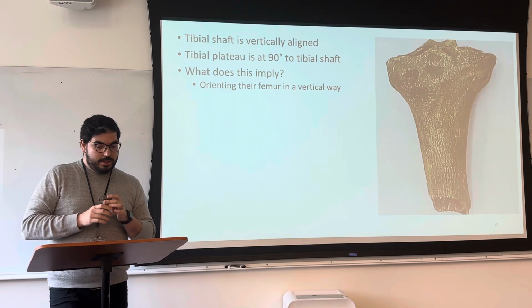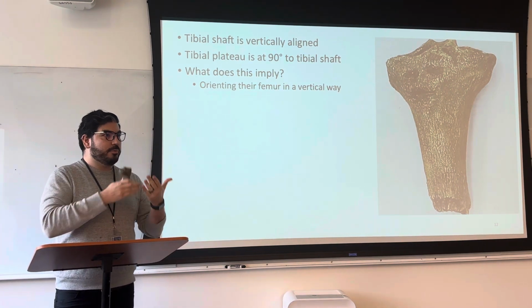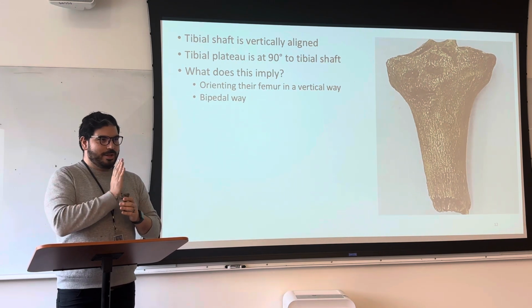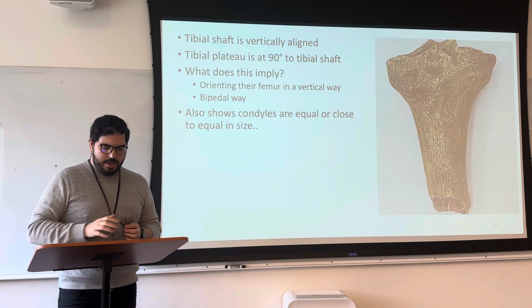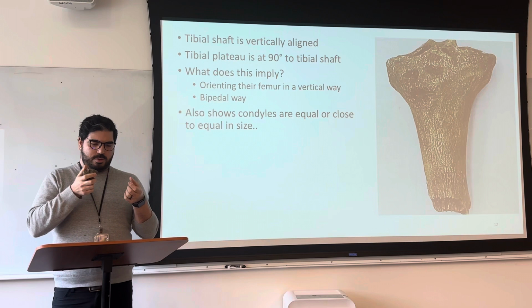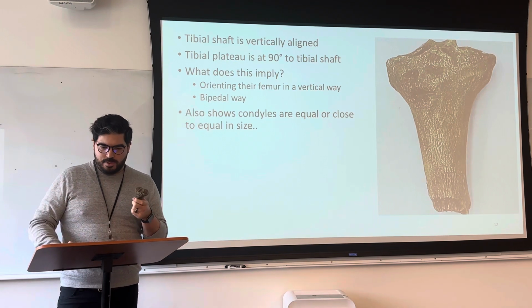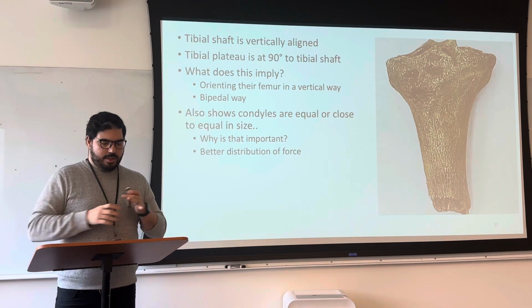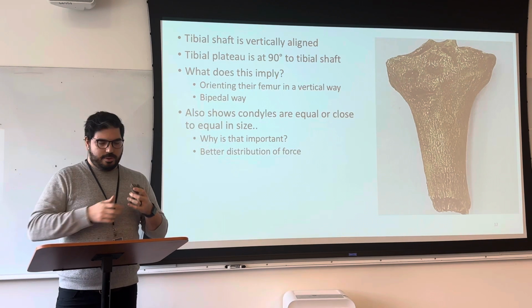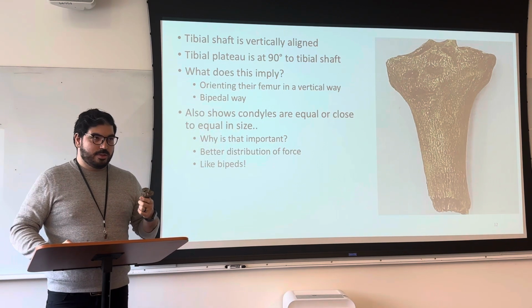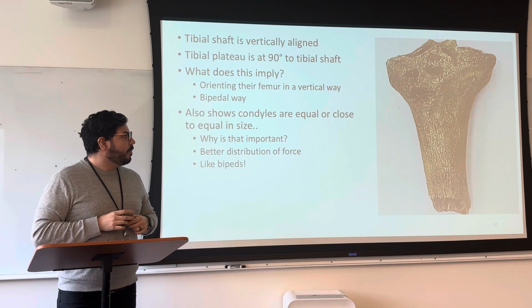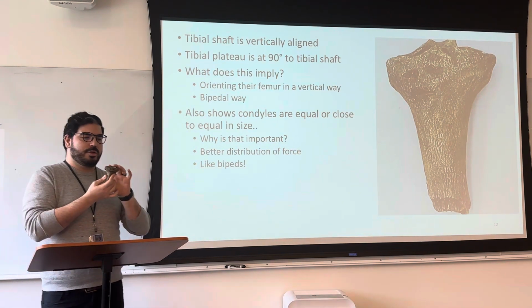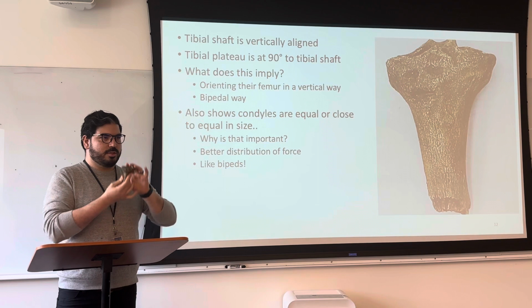Okay, so it's implying that it's orienting the femur in a vertical way, and we'll get to that angle, which is a bipedal way of carrying it. So it also shows that the condyles are equal or close to equal in size. Why would that be important? Well, it helps with better distribution of the forces as you're walking, like bipeds. So we are seeing implications just by having the proximal tibia that these critters were probably bipedal.